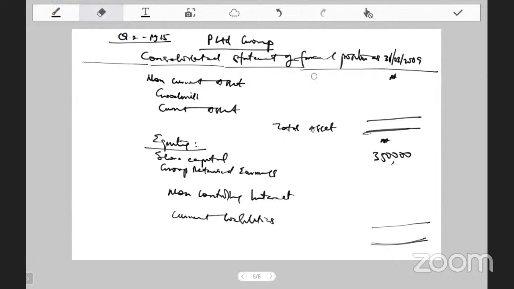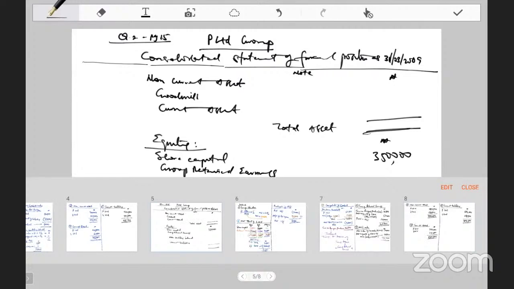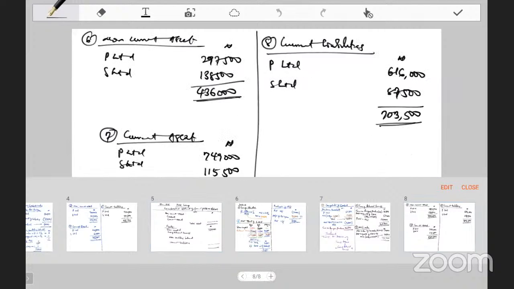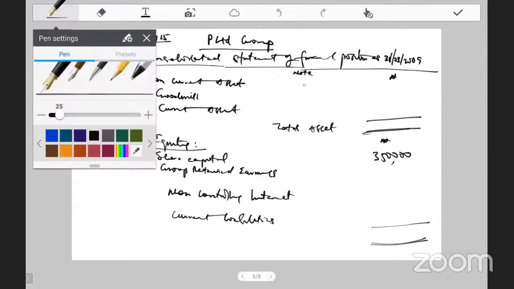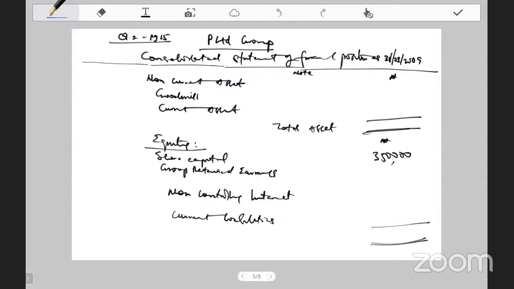So let's have our note. So we have the note. For non-current assets, that is note 6. So what's our note 6, class? Our note 6 is 436,000.